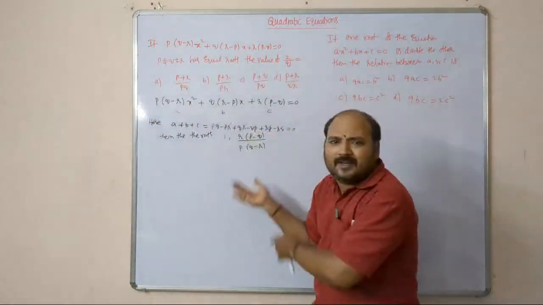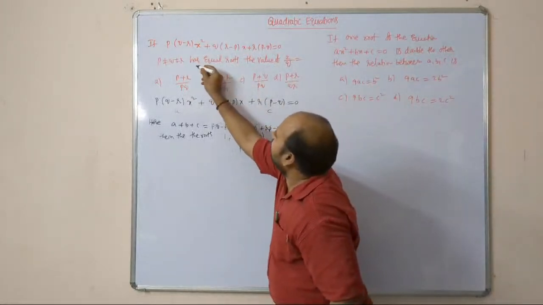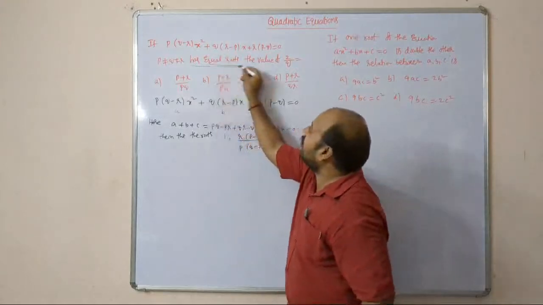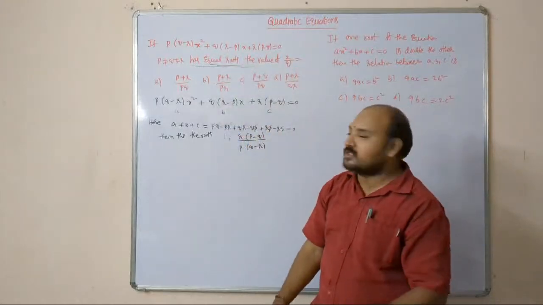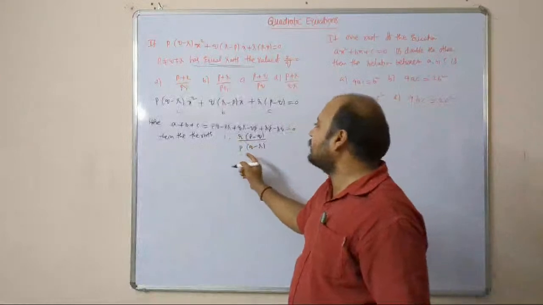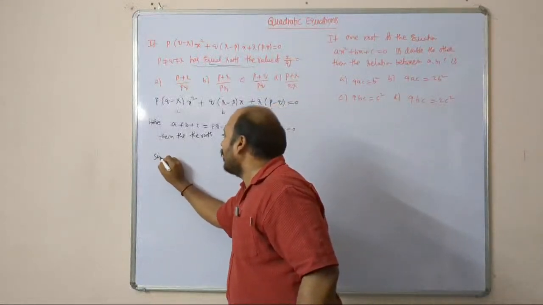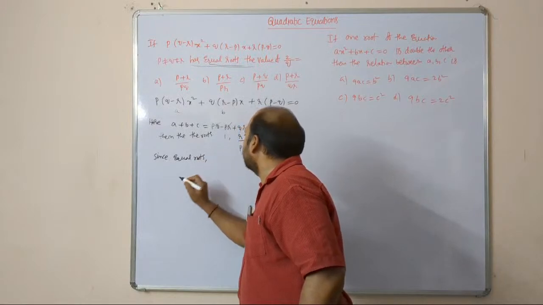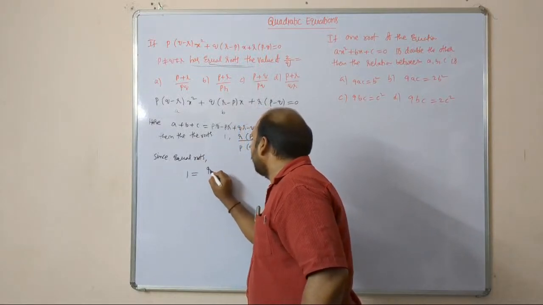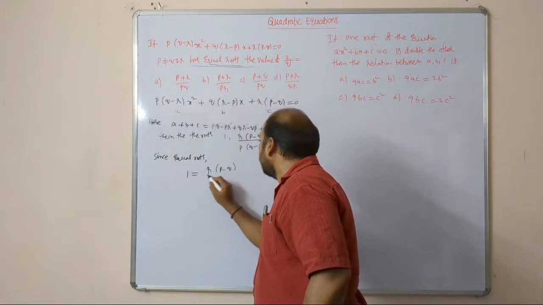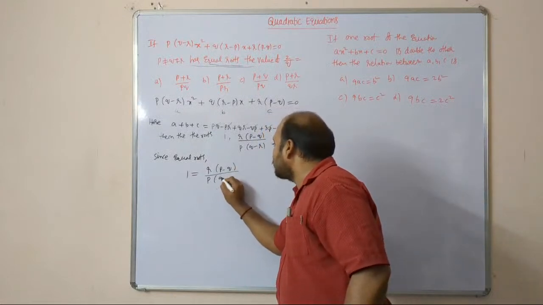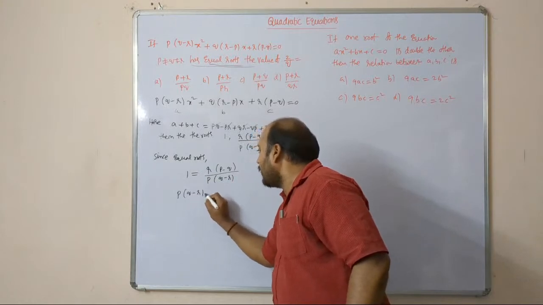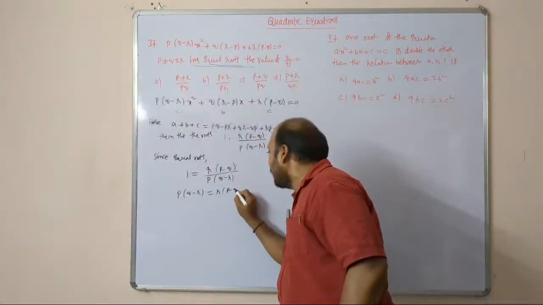After that, how to get the condition? They gave one important condition. The roots are there, but they are equal. Equal roots means this is alpha, this is beta only, no? Since the roots are equal, 1 is equal to r times of p minus q divided by p times of q minus r. Cross multiply: p into q minus r is equal to r times of p minus q.